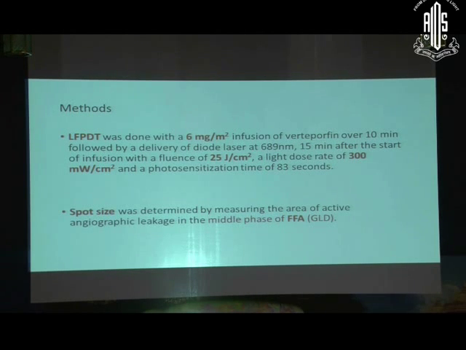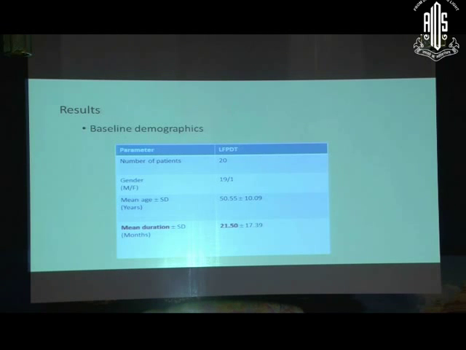So low fluence PDT was done with 6 milligram per meter square infusion of verteporfin over 10 minutes, followed by delivery of diode laser at 689 nanometer 15 minutes after the start of infusion, with a fluence of 25 joules per centimeter square, a light dose rate of 300 milliwatt per centimeter square, and a photosensitization time of 83 seconds. Spot size was determined by measuring the area of active angiographic leakage in the middle phase of FFA.